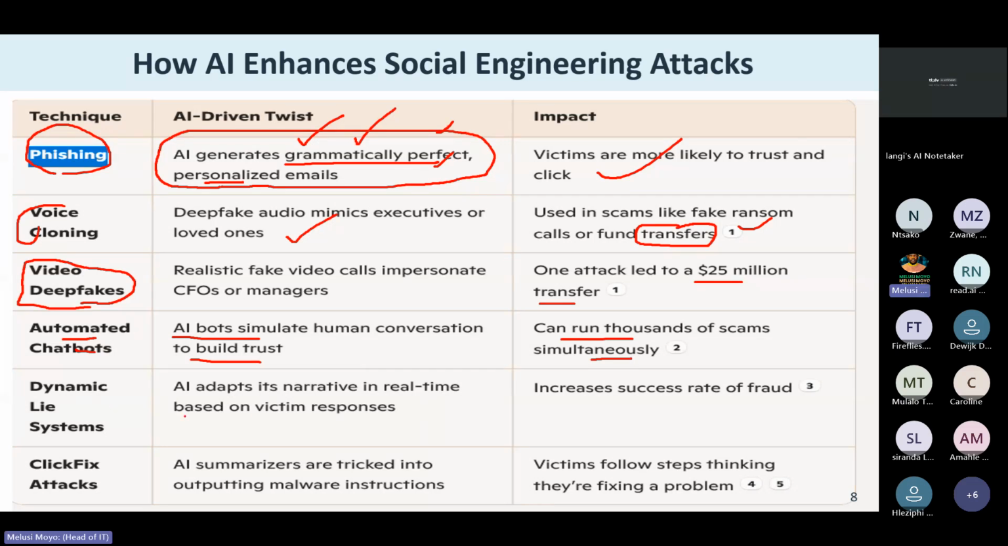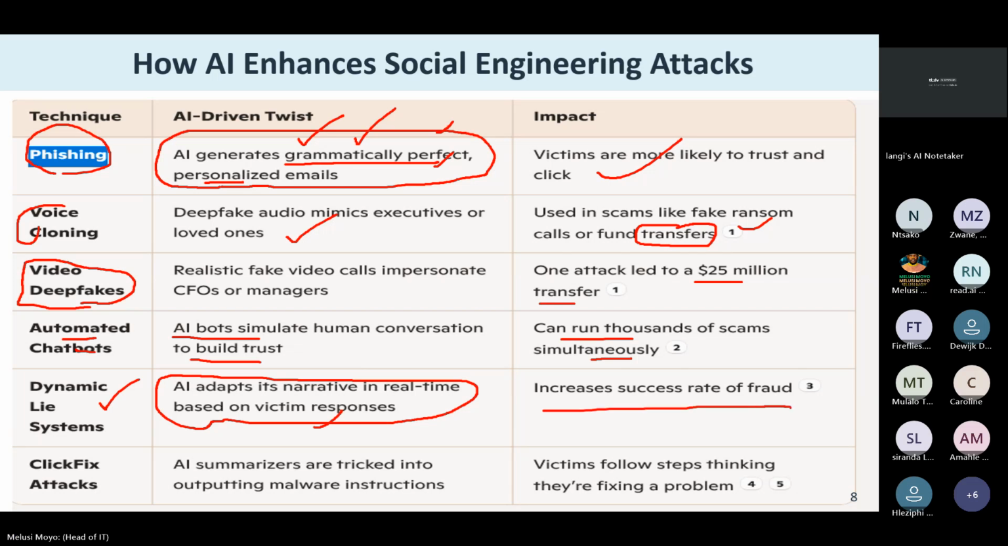Dynamic lie systems: AI adapts the narrative in real time based on victim responses. So this one adapts, because these days when scammers scam you, you try by all means to follow along and see their behavior, how they are communicating with you. Now the AI is adapting to your conversation. The way you communicate with them, they adapt and change to that tone so that they can't be detected. So it increases the success rate of fraud, right?